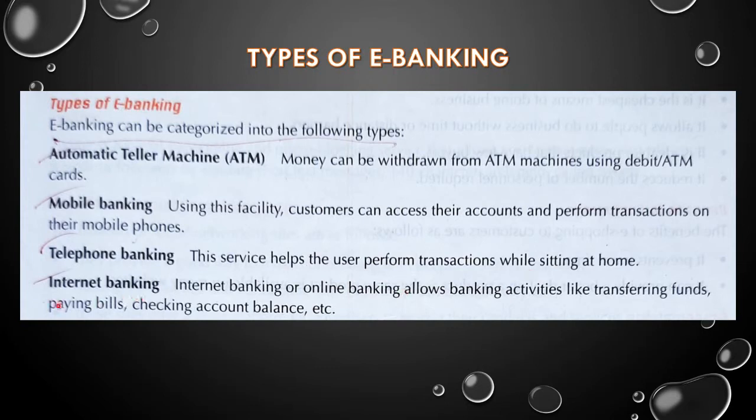And next is internet banking. Internet banking or online banking allows banking activities like transferring funds and all, paying bills, checking account balance also through online. Mobile banking is through the mobile phone, and internet banking you can access from the laptop or the computer. So these are the types of e-banking, which means electronic banking.